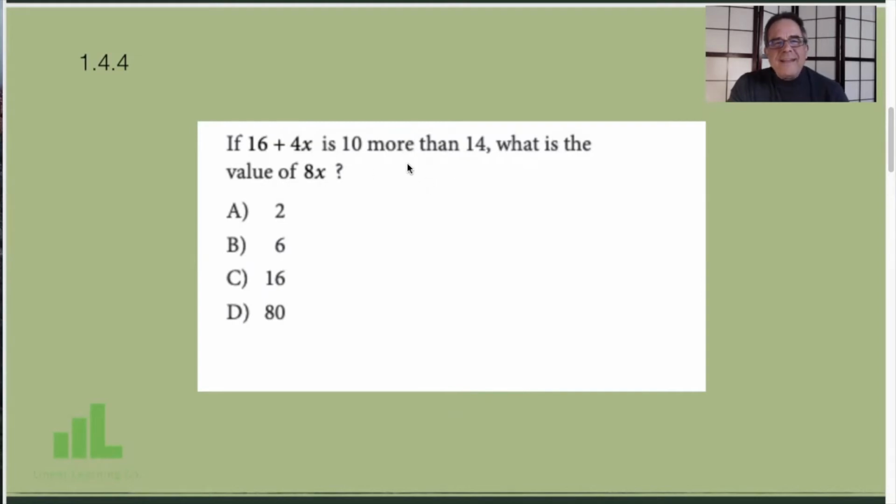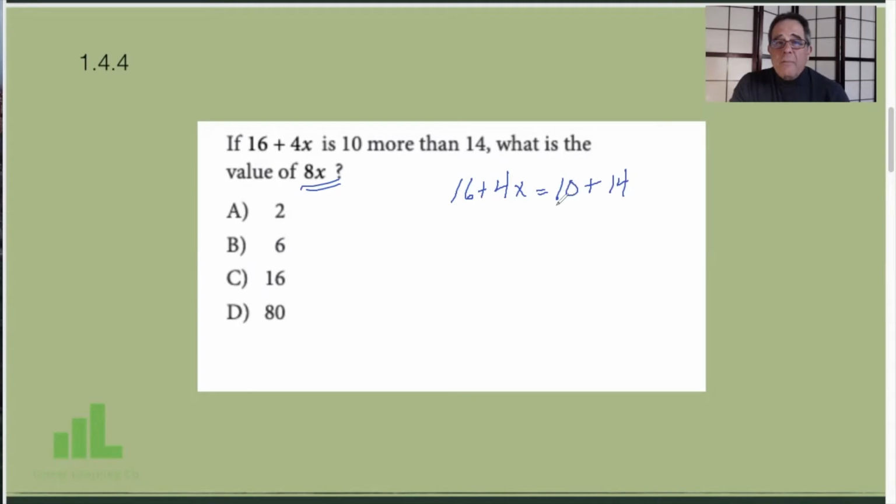Anyway, 16 plus 4x is 10 more than 14. What is the value of 8x? So all we have to do is solve for x, multiply by 8, we're in business.